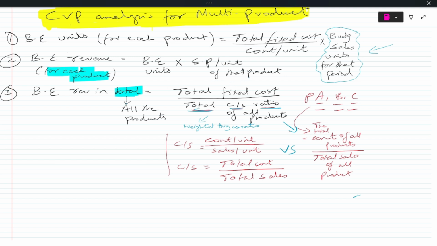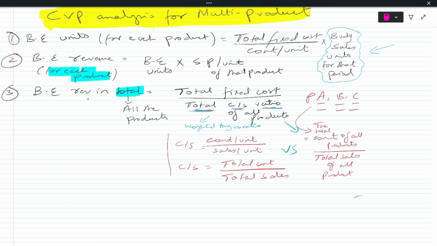Okay. But when it comes to break-even revenue in total for all the products, then you take total fixed cost and divide it by total CS ratio of all the products. Okay. And the way to calculate total CS ratio for all the products is by taking the total contribution of all the products and dividing it by total sales of all the products. That's how you get your total CS ratio or your weighted average CS ratio. Okay. Both mean the same thing. I hope this is clear.